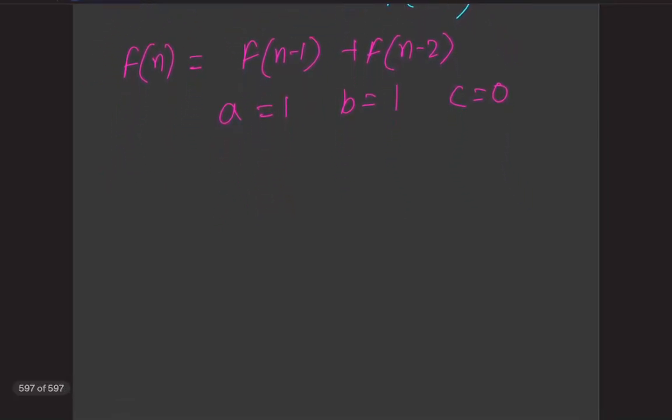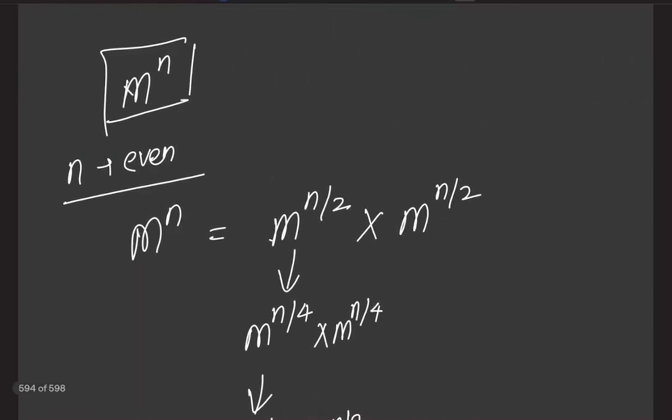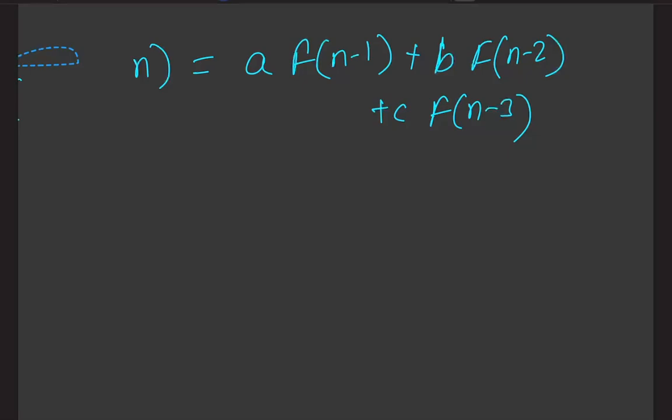Okay, so for any general linear relation, how can we solve this? So some things are base cases. Some base cases I already know: I already know f of 0, I already know f of 1, I already know f of 2.